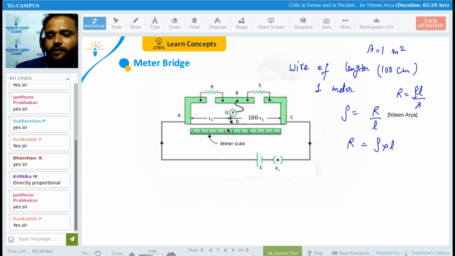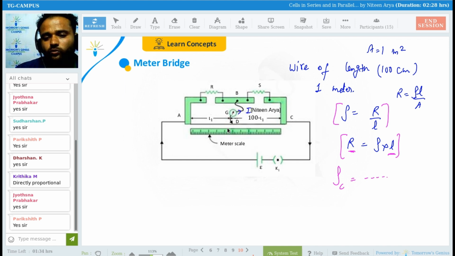Clear? So now from here we can remove this. This is your resistivity, and suppose you know the material, so according to the material you know the resistivity. Now this resistance is directly dependent on length. So we know R and S, and we move this jockey, or this simple wire, from here to here. At a particular length L1 we get Ig equals 0, and then L2 becomes 100 minus L1, obviously because this is a wire of length 100 centimeter or 1 meter.